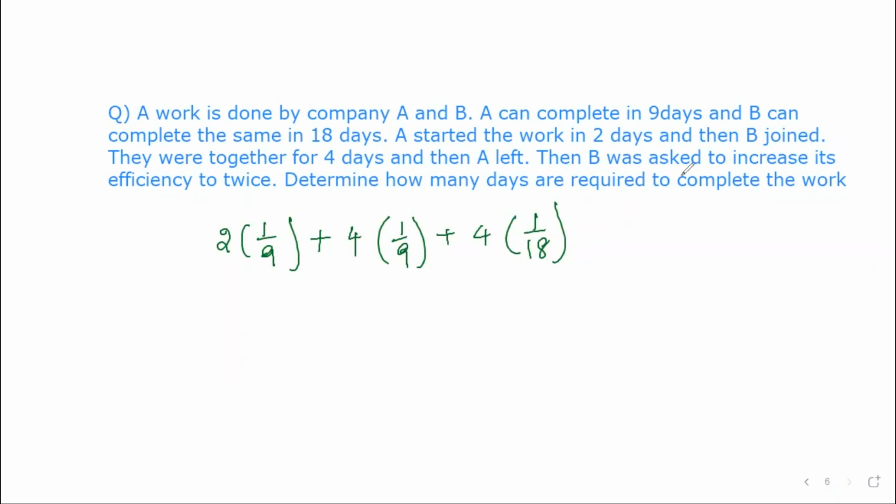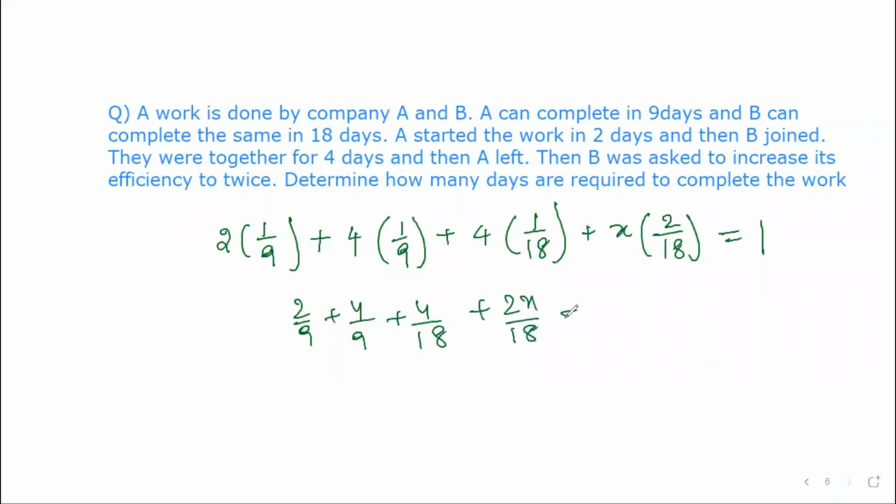And B was asked to increase its efficiency by twice. Let's say B took x number of days to finish that work and its efficiency is increased to twice. So it's 2/18 and all of this sum should be equal to 1. So on solving this equation, it's 2/9 plus 4/9 plus 4/18 plus 2x/18 is equal to 1.